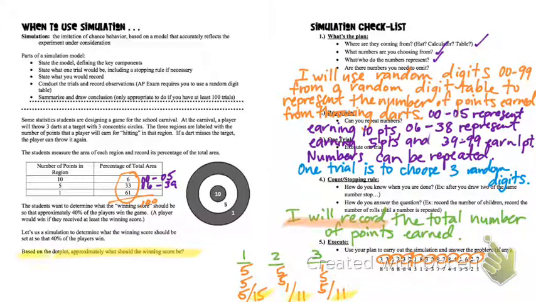So we want 40% of the players to win. So what I need you to do in your calculator, how many people do we have? 10? We have 10 people, so I need each of you to do 10 trials on your own. Okay, I know that's a lot, but I need everyone to do 10 trials. So that's going to be how many random digits? 30, right? Because you'll do 3 digits per trial.